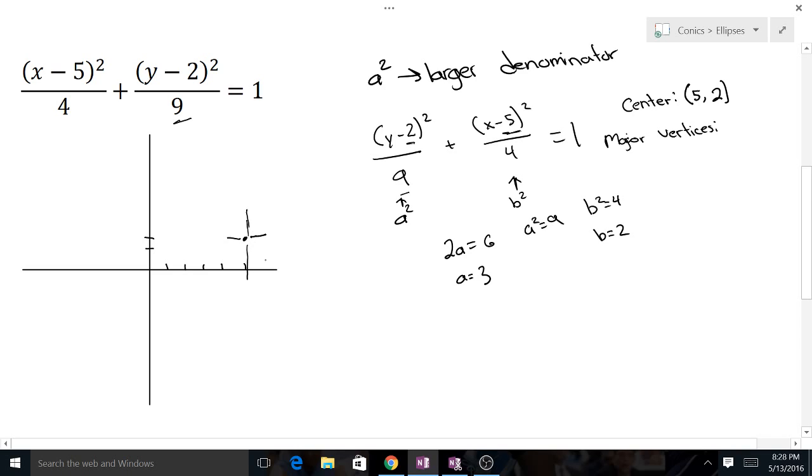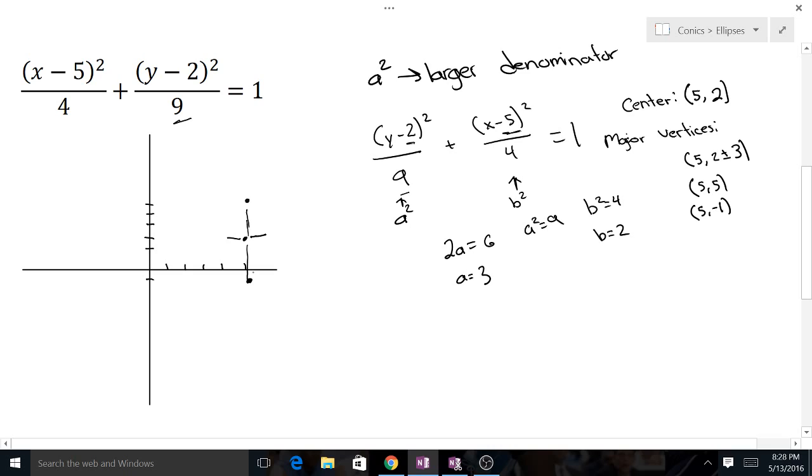So our major vertices, let's write them out here. Only the y value is changing for the major vertices, so we have 5, and then 2 plus or minus the a value, which is 3. So there are (5, 5) if we add the 3, and then (5, negative 1) if we subtract 3. So (5, 5), we'll say it's right there. Then (5, negative 1), we'll say right here.